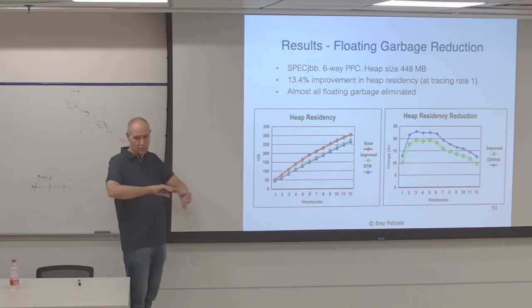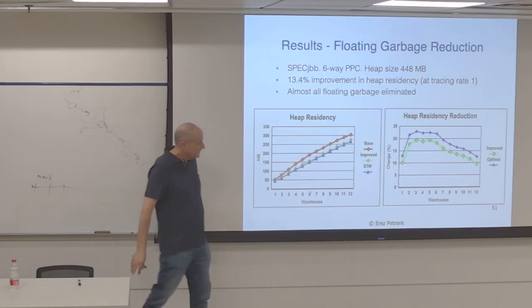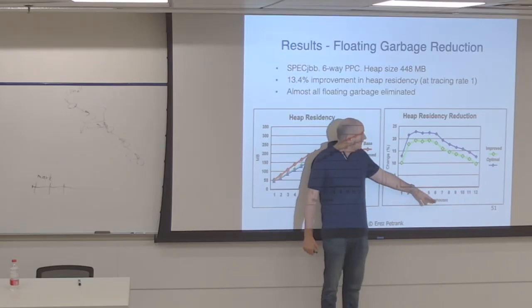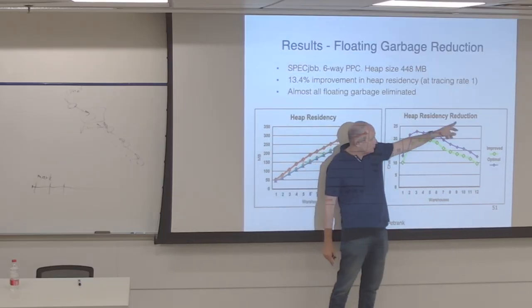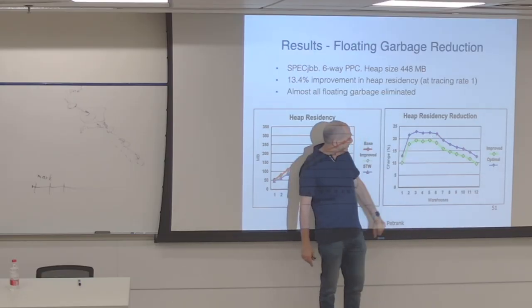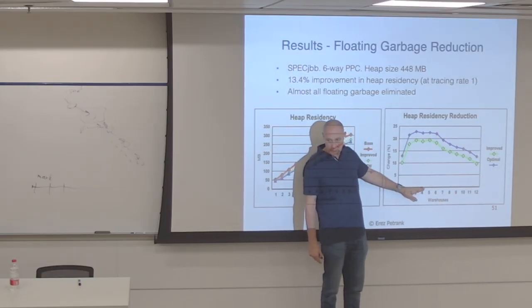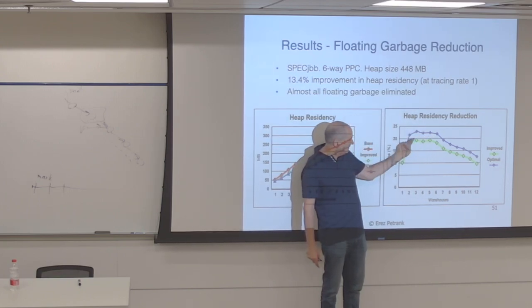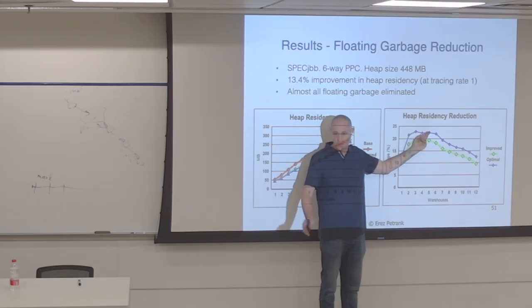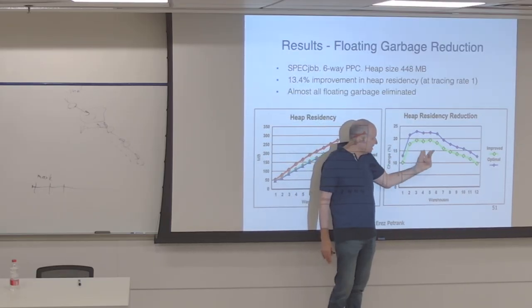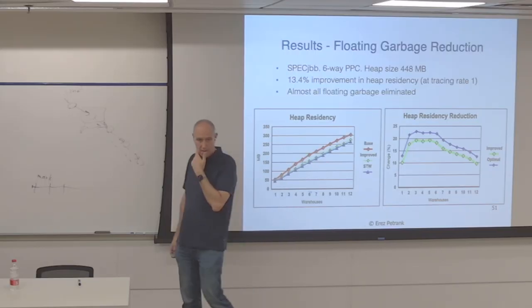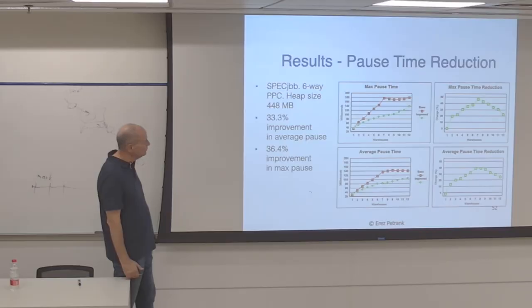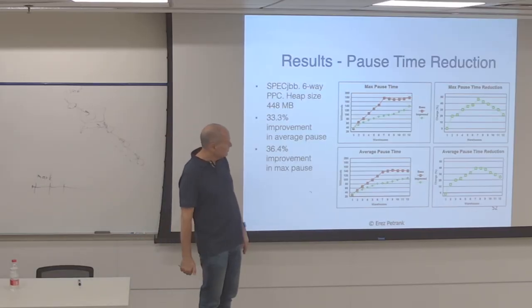Base is just stop the world, collect everything, no floating garbage. Zero here is the heap. So this is the reduction in the heap residency, right? Mostly concurrent is the base. This is zero. And you reduce it by, I don't know, 22% if you use stop the world. You reduce it by maybe 18% if you use mostly concurrent with the improvements. So you reduce also the floating garbage.